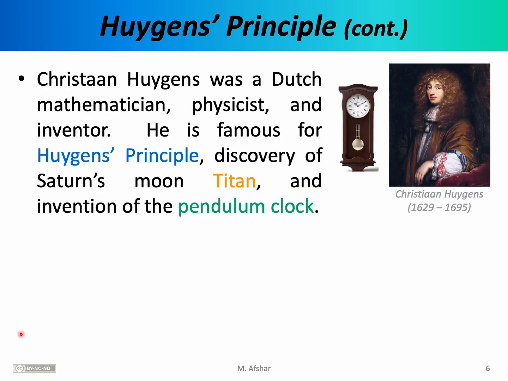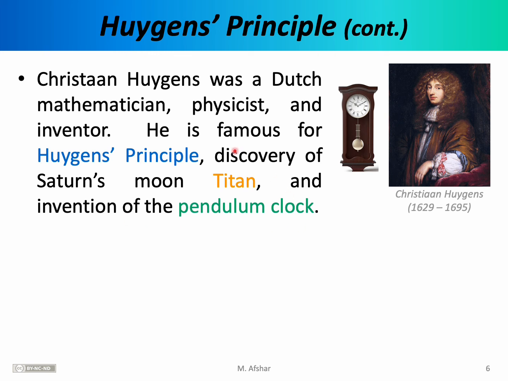I should mention a few facts about Huygens. Christiaan Huygens was a Dutch mathematician, physicist, and inventor. Today, Huygens is most famous for Huygens' Principle, which we were just discussing, but also for his discovery of Saturn's moon Titan and for his invention of the pendulum clock.